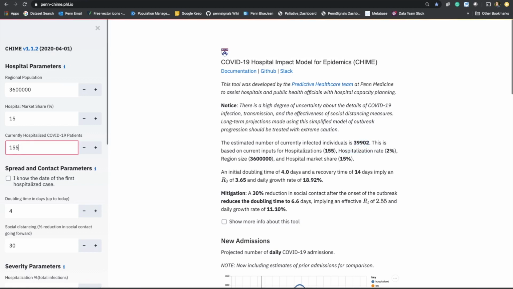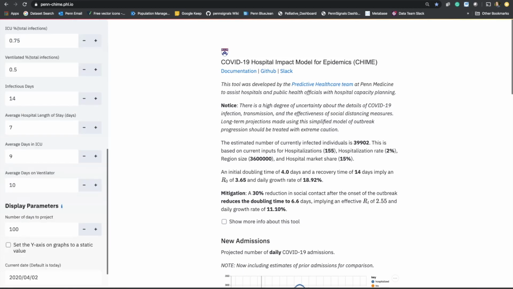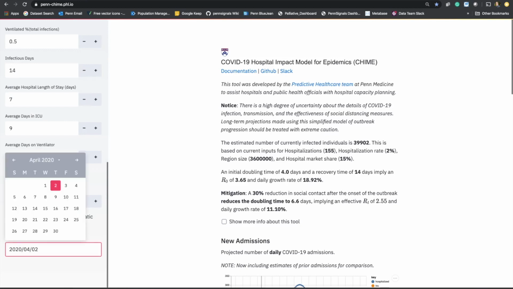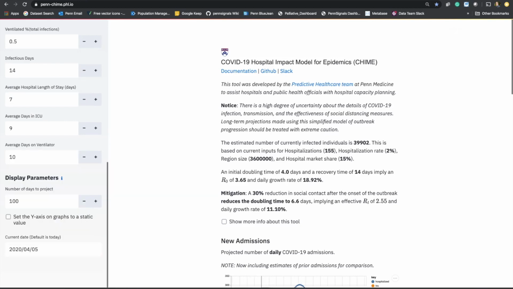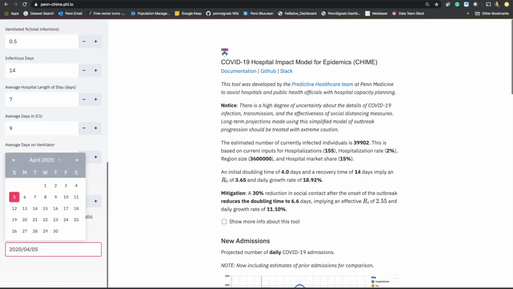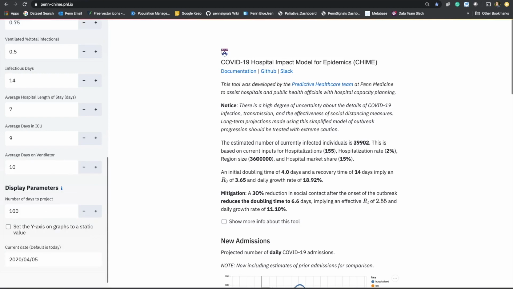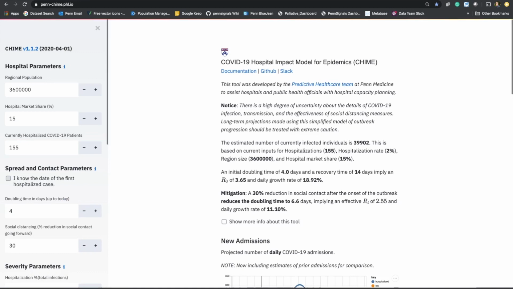One quick note, this current hospitalization number is in reference to the current date. And on CHIME, at the very bottom, this default date is supposed to update to the current day, and in this case it did not, so I'm just going to update it to the current day. Scroll back up to get my total regional settings, and now I have a consistent set of numbers.